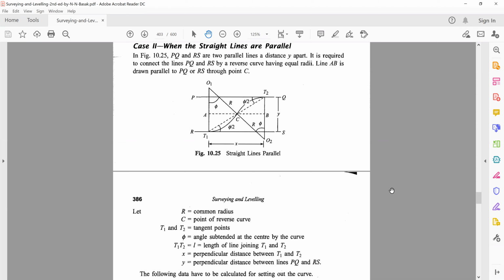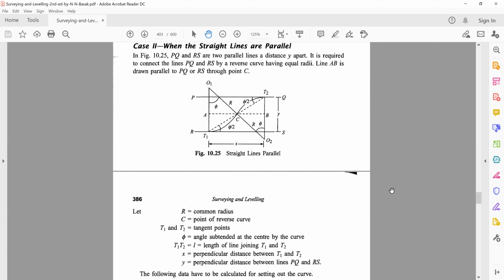But in this case, we will develop some other relations which are applicable to only this case in which it's a reverse curve and the two lines are parallel. So if those conditions are there, then a few other equations that you can apply can help you to lay out the curve in other ways. So let's say you don't want to use a theodolite, so by using these new relationships, you can lay out the curve, you can determine the center point of the curves, and so on. So let's see what is different when the two lines are parallel.